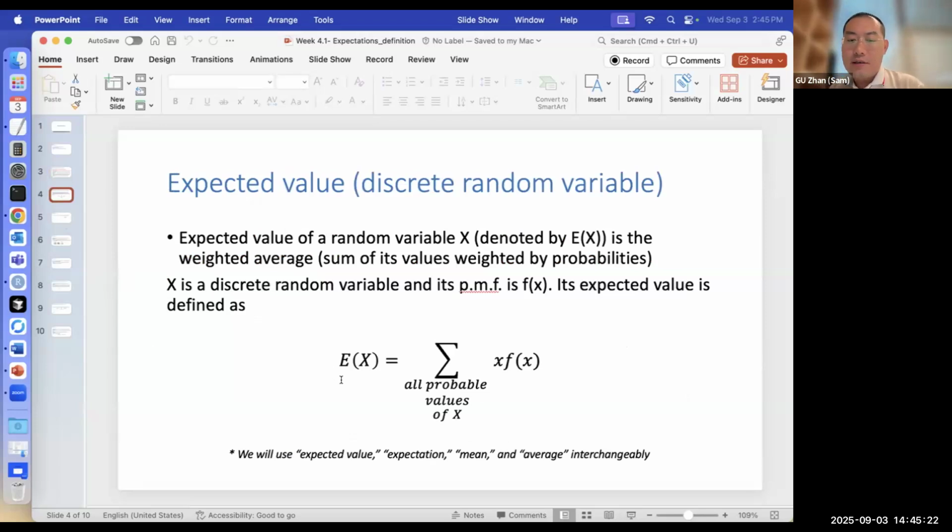The formula here is E[X] equals the sum of all the possible values, like 1, 2, 3, 4, 5, 6, times its corresponding probability. For a fair dice, the probability is 1/6. So 1 times 1/6 plus 2 times 1/6, and so on. It will basically be 1 plus 2 plus 3 plus 4 plus 5 plus 6, sum them together, divided by 6. So the value is 3.5.